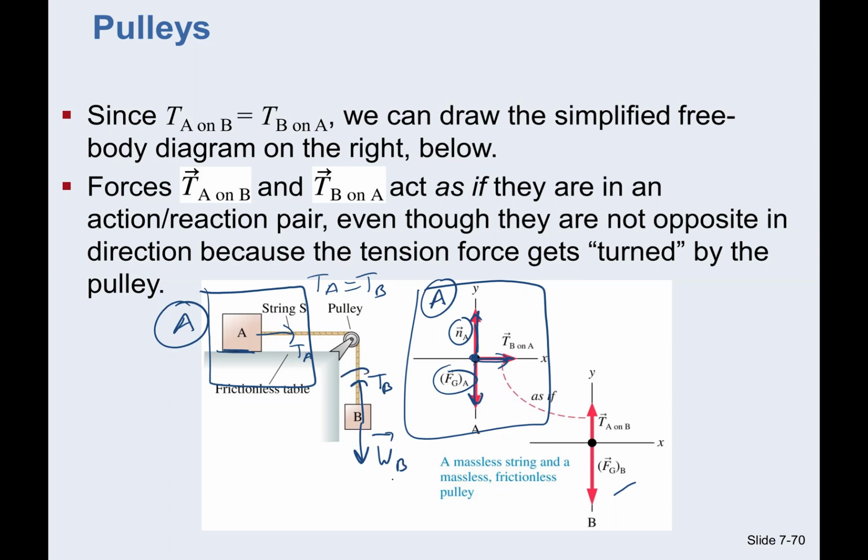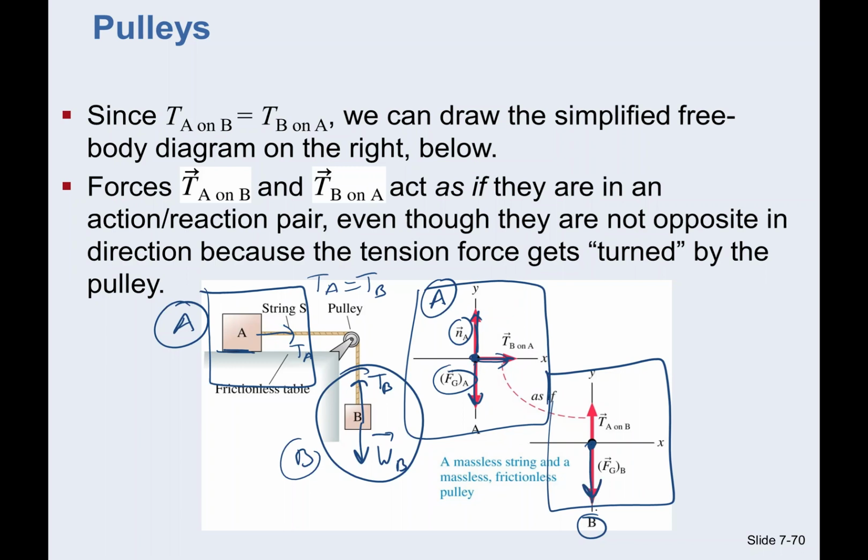Then I go look at block B and say, okay, it's system B. I look at this independently from block A, where I can see that B is my object of interest at the center of my coordinate system. There is a gravitational force acting on B, pulling it down, and there's a tension acting on B, which is in the direction of the string, right? And that's my free body diagram for B.